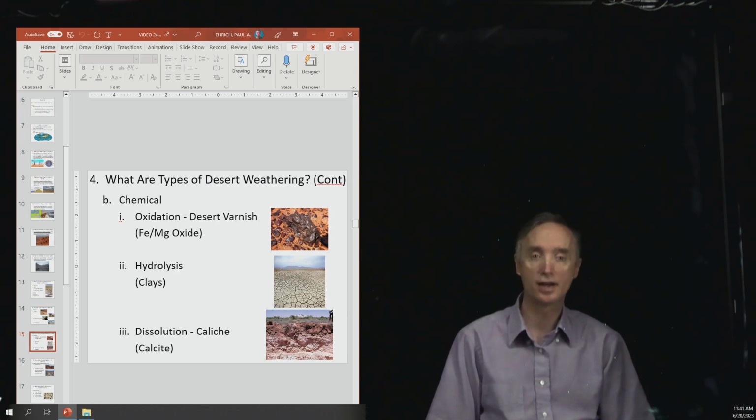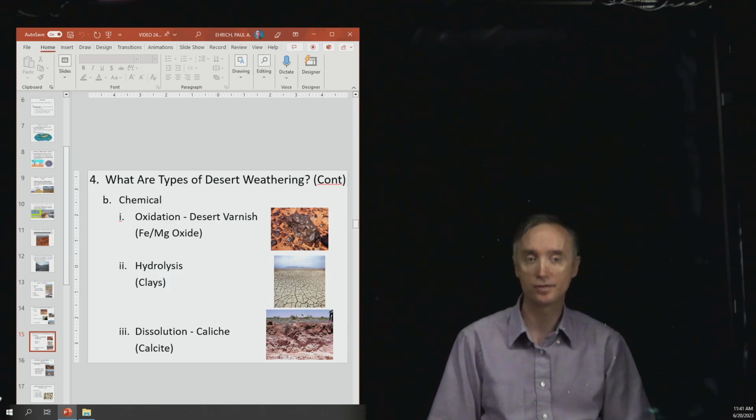Okay, now in contrast to physical weathering, chemical weathering is actually going to change the identity of the minerals inside the rock, and this can also cause the rock to fall apart. One method of chemical weathering is oxidation. This is especially true for any rocks that contain minerals that have metals in them. Iron and magnesium, when they react with oxygen, make oxides, so they make rust.